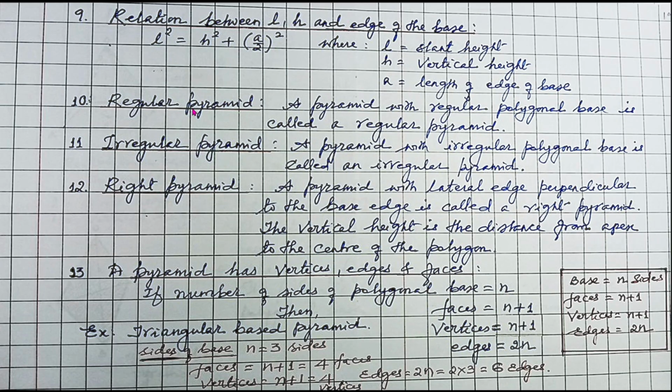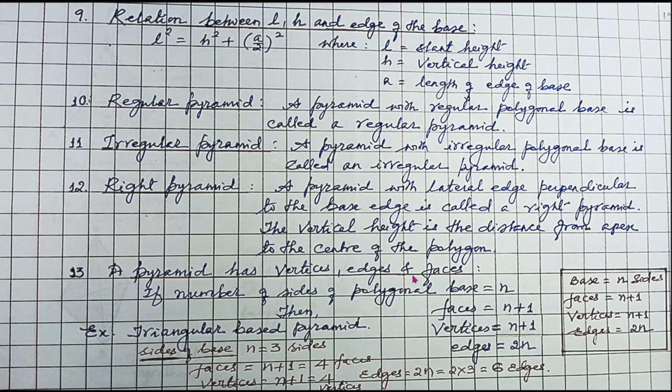Now, we have got different types of pyramids. We have got a regular pyramid. A pyramid with a regular polygonal base is called a regular pyramid. An irregular pyramid is a pyramid in which the base is an irregular polygon. Now, the right pyramid: a pyramid with lateral edge perpendicular to the base edge is called a right pyramid. The vertical height is the distance from apex to the center of the polygon. Remember that.